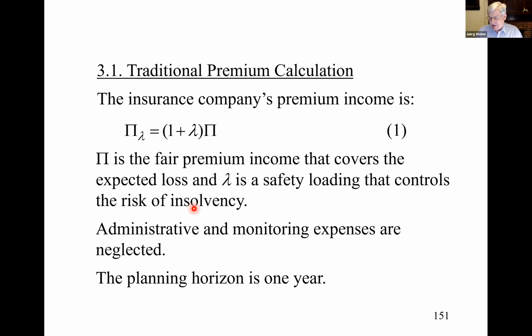So naturally, the insurance company must be able to cover the expected losses of their clients, but on top of it, we'll actually also charge a safety loading because those expected losses will fluctuate from year to year. We neglect administrative costs and monitoring expenses, and we assume that the planning horizon is 1 year.